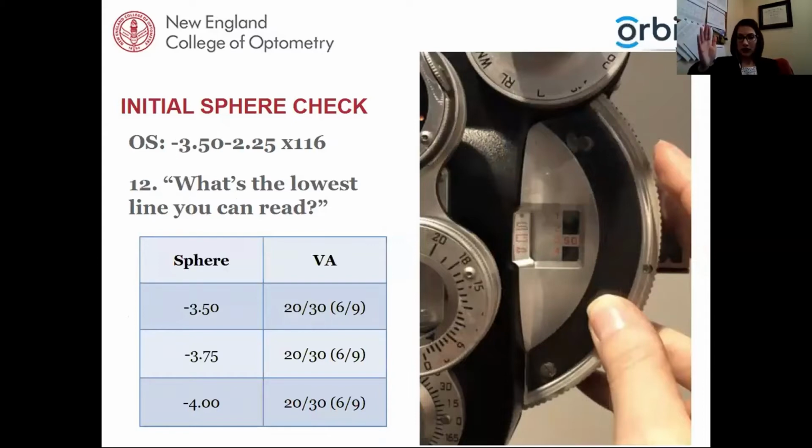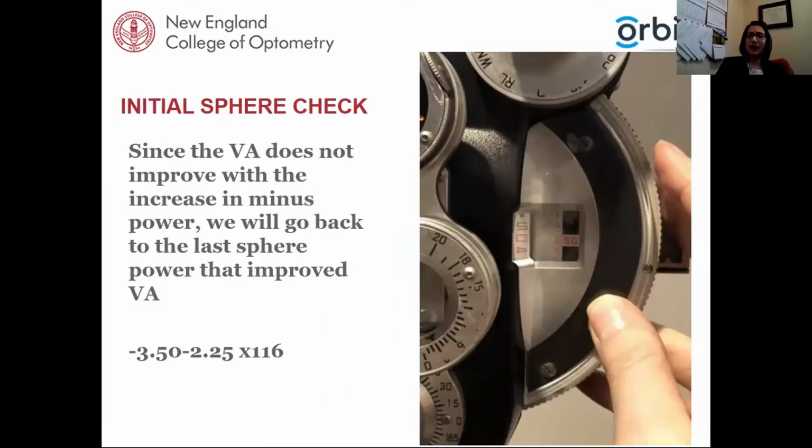So as we change that 1/4 diopter at a time, once the patient can read the 20/60 line, for each adjustment that we make, we'll ask what's the lowest line that you can read. Once we've gotten in our example to minus 3.50 for the sphere power, we ask what's the lowest line you can read, and they can read the 20/30 line. Now let's say I change it to minus 3.75, and they're still only able to read the 20/30 line. I go one more 1/4, and now it's minus 4, and they're still only able to read the 20/30 line. So in that case, I went from 3.50 to 4 diopters, and the VA didn't change at all.